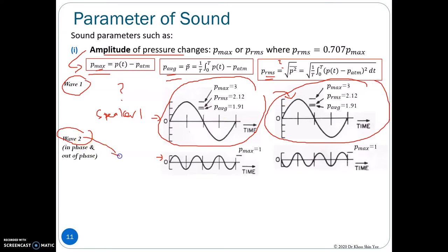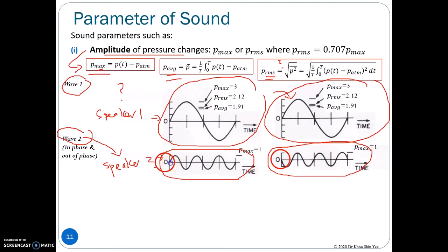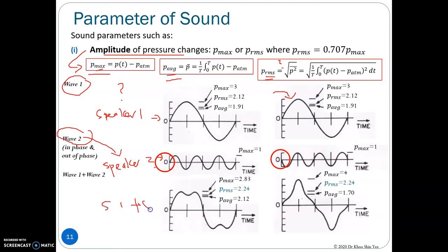And the second wave is coming from the second speaker, where it has lower amplitude. So you can see the same amplitude here, but with a different phase. So if speaker 1 and speaker 2 turn on simultaneously, then you will obtain this value. On the other hand, if you turn on speaker 1 and speaker 2 at different times, you may obtain a different signal like this. Then you measure the maximum pressure, RMS pressure, and also the average pressure for these two cases and compare both of them.